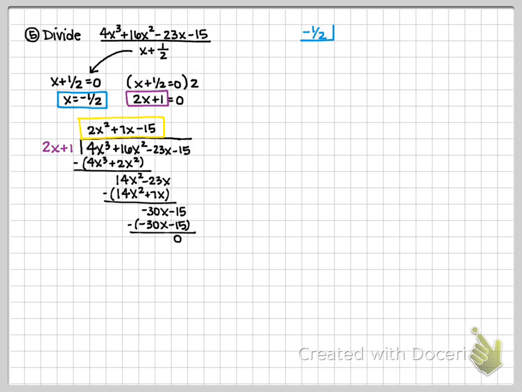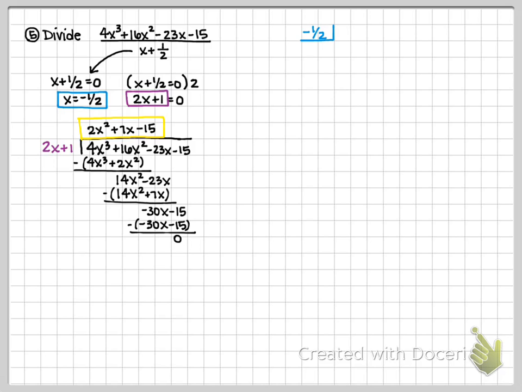And if I were to multiply this out, I get the 2x times the 2x squared gives me the 4x cubed. This works. This is good. Let's take a look at what happens with the synthetic division, though. You better get the same answer with the synthetic division. If you don't, you did something wrong.